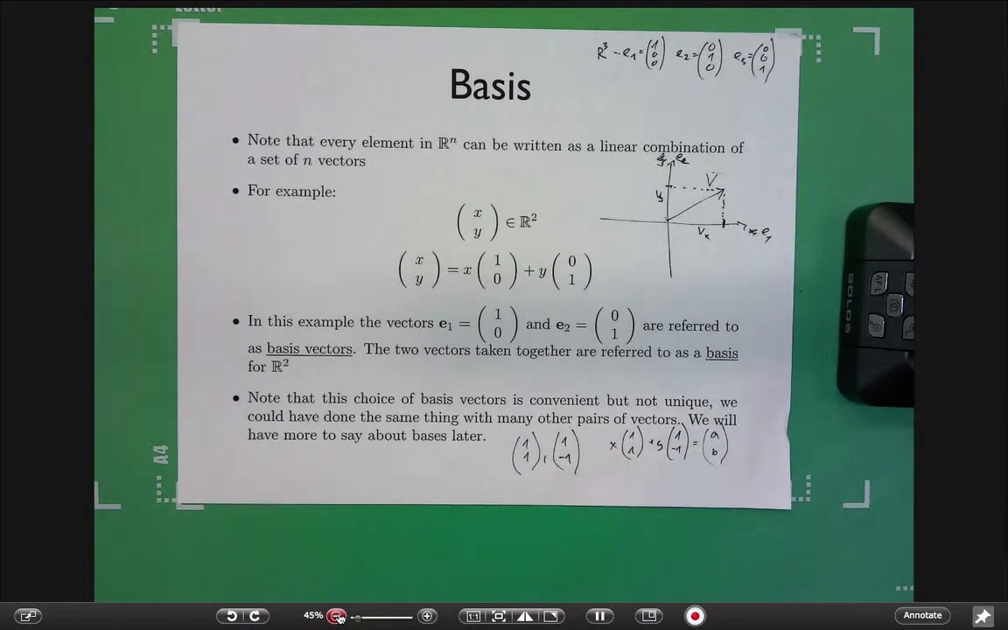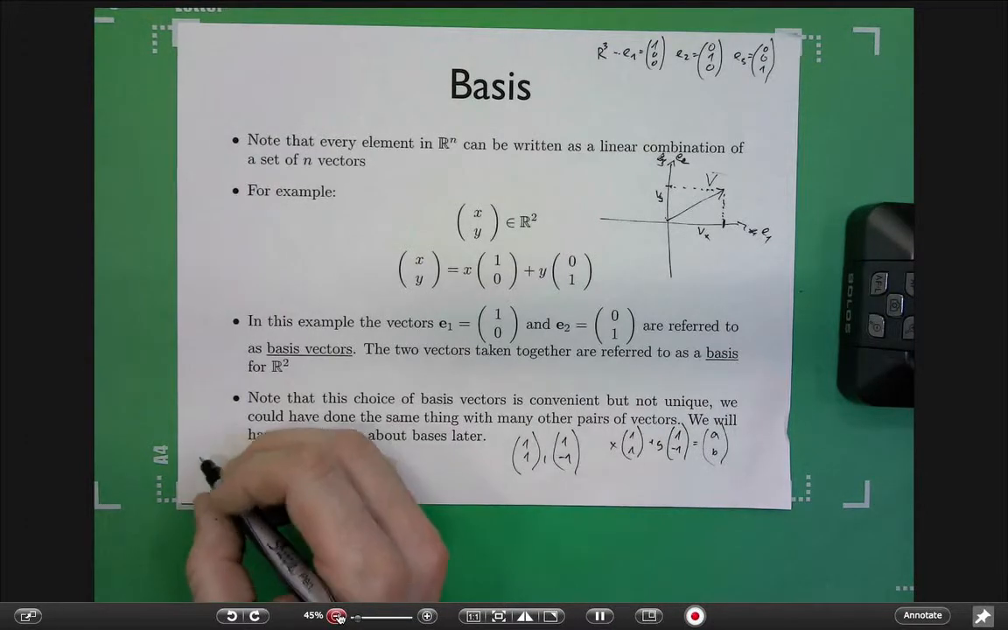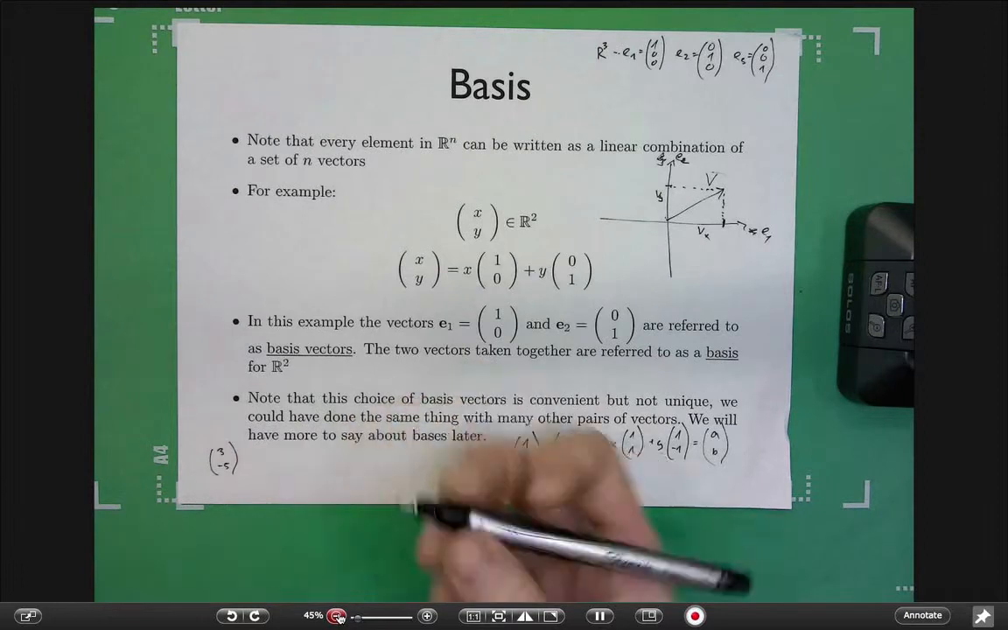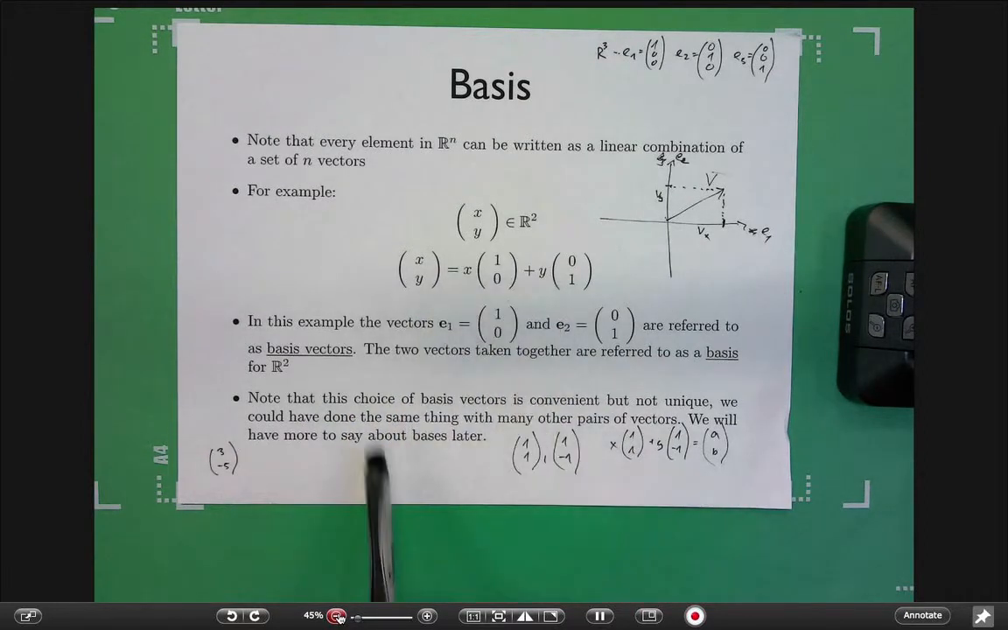Maybe I can just keep it here. So let's say I take the vector (3, -5), right? In this basis, you can immediately tell me what x and y are: x is 3 and y is -5. That's simple. What about in this basis? Well, it's not as simple anymore, right?